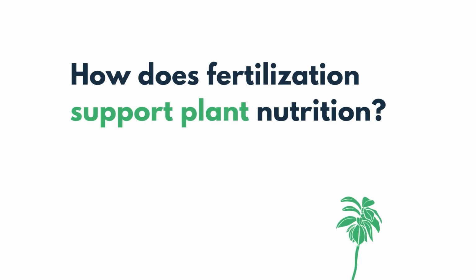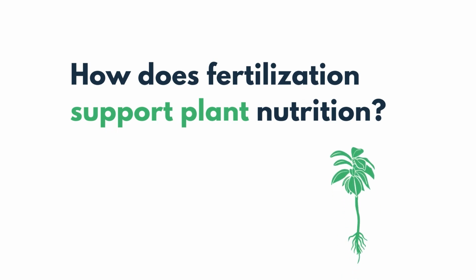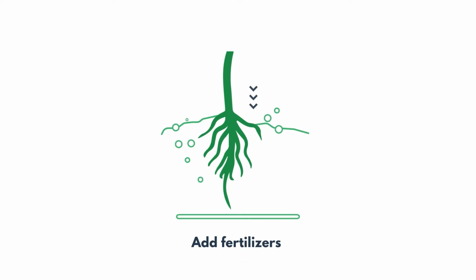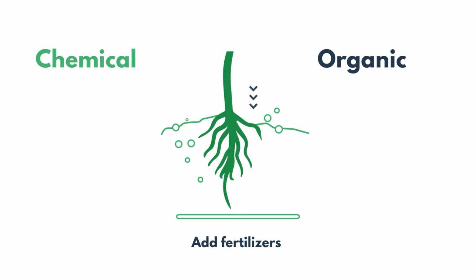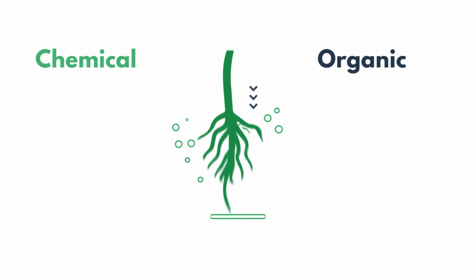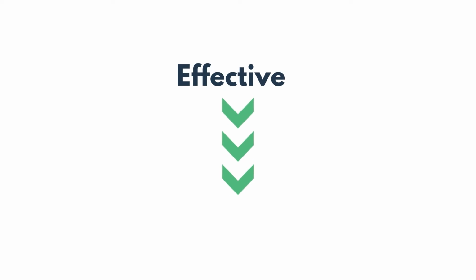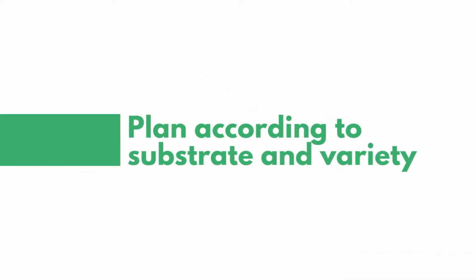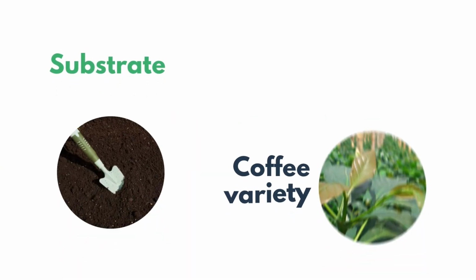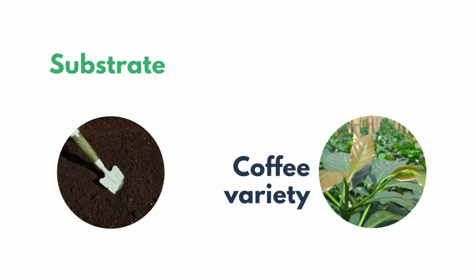How does fertilization support plant nutrition? In addition to the nutrients available in the substrate, fertilizers can be added to maximize plant development. Fertilizers can be chemical or organic. But for them to be effective, you should: 1. Plan according to the substrate and the variety. A fertilization plan should be targeted to specific qualities of your substrate and the variety you are growing.